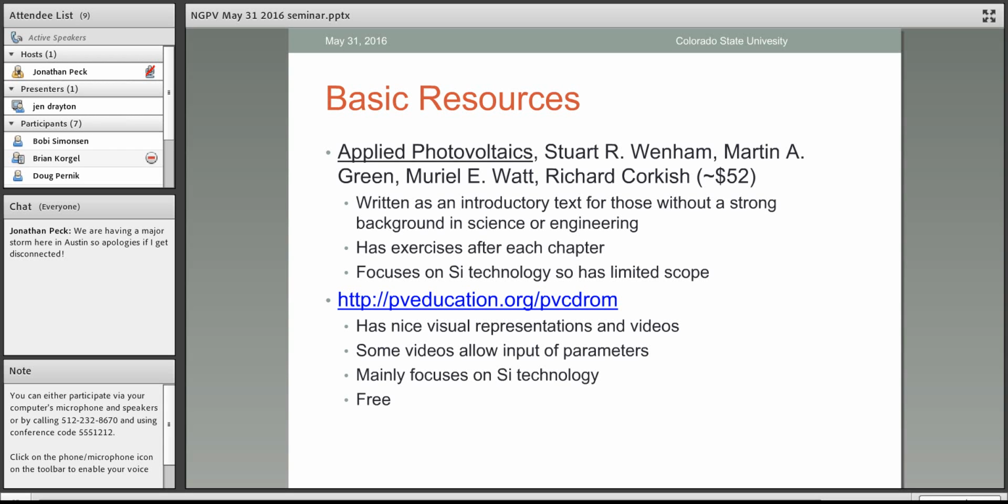Again, it mainly focuses on silicon technology, which became a problem when we were talking about the different technologies, because as you know, a silicon or CIGS device has the opposite structure from a cadmium telluride device. So there was a little bit of work there getting the students to understand that we have different structures and why we have different structures and things like that. Again, it focuses mainly on silicon technology, but it's free. Anybody can go online and use it, which really makes it excellent.